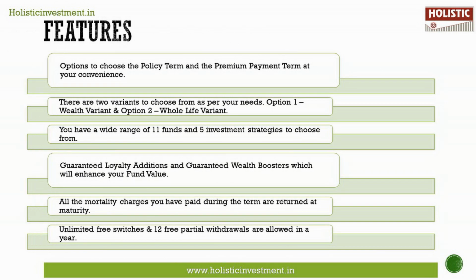Now let us look at some of the features available in this plan. There are options to choose your policy term and the premium payment term at your own convenience. There are two variants to choose from in this plan. Option 1 is the wealth variant and option 2 is the whole life variant. You also have a wide range of 11 funds and 5 investment strategies to choose from.